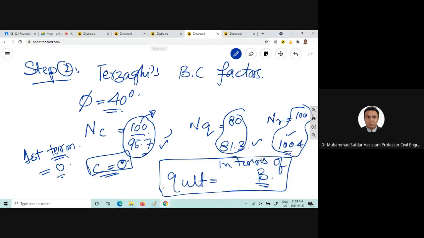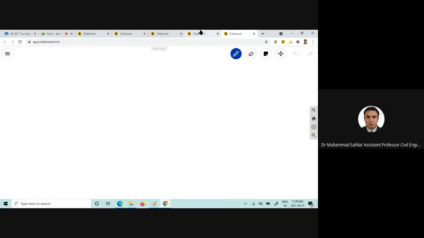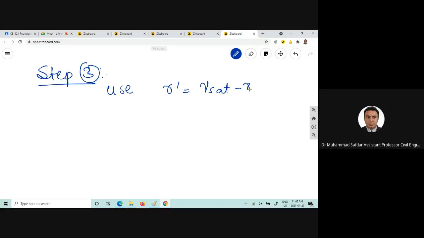Now we need to take care about the unit weights as well. Okay. In the second term, I would say this is the step number 3. Use gamma prime is equal to gamma saturated minus gamma W, which will be equal to 10.2 kilonewton per cubic meter. This will be, sorry, this will be the third term.